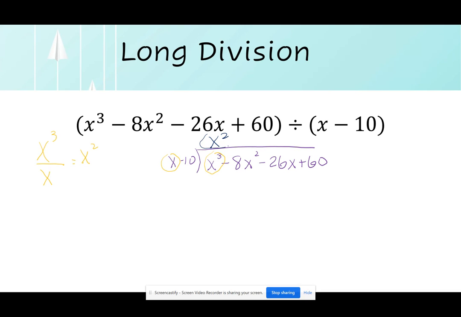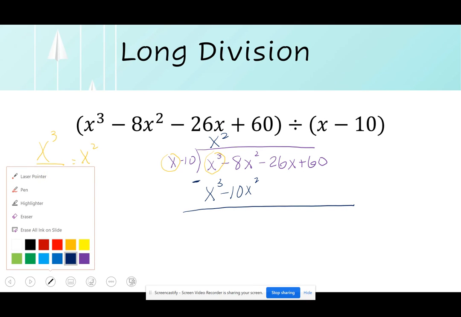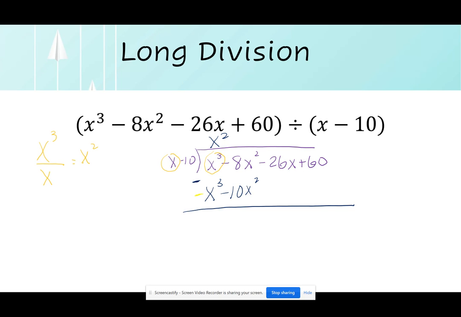And now multiply x squared times this whole thing. So x squared times x gives us x cubed. x squared times negative 10 gives us negative 10x squared. But now we're going to subtract this whole thing. So pretty much we're flipping our signs. So we're going to have a negative x cubed and a positive 10x squared. And then combine your terms going down. So our x cubeds go away because x cubed minus x cubed is gone. Then we have negative 8x squared plus 10x squared. So we have 2x squared, and copy everything else down.